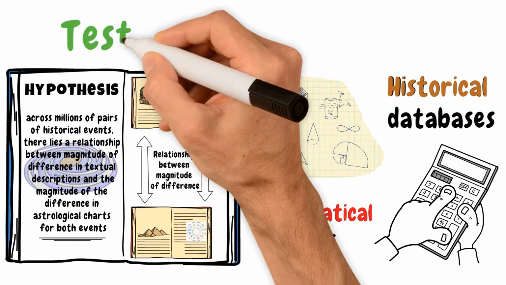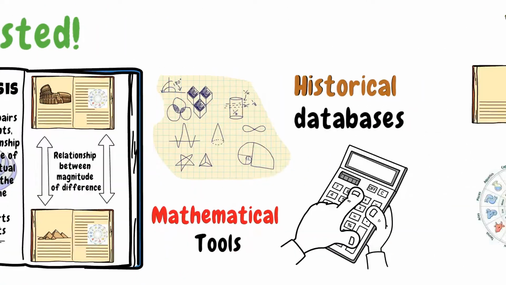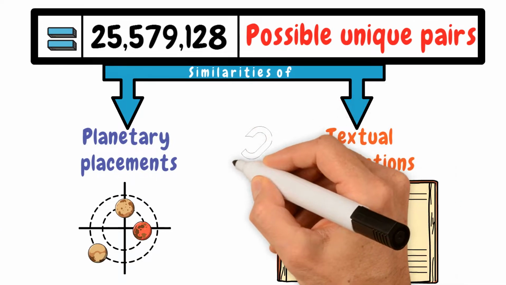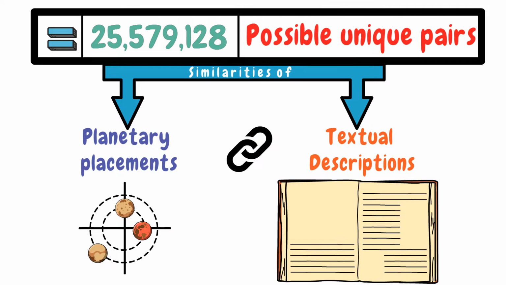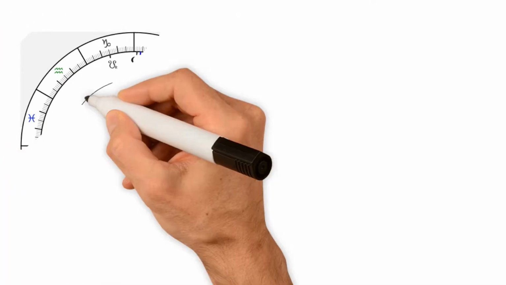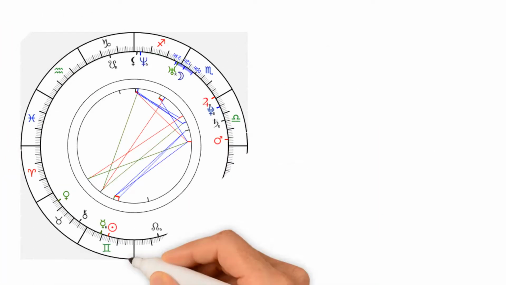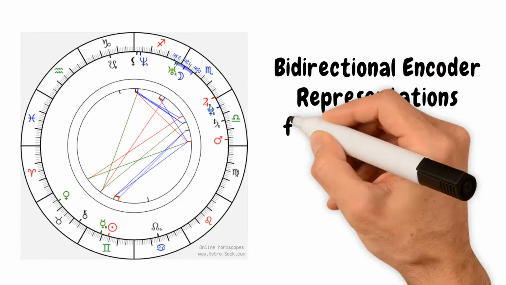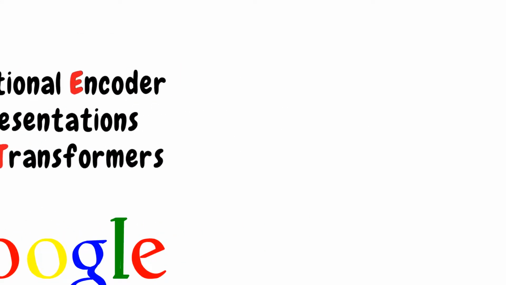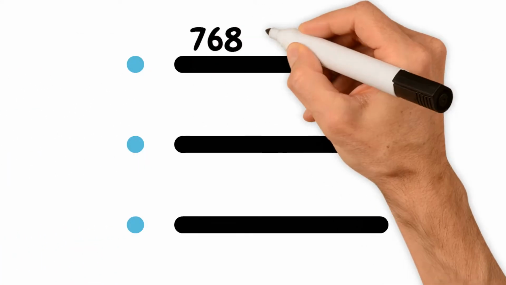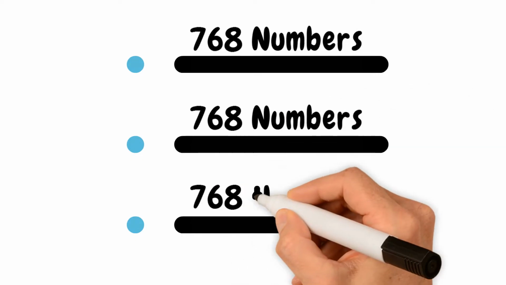Only then can our hypothesis be tested, that there is a general dependency between these two measures across all 25 million plus pairs. To precisely measure the trait of qualitative texts, embeddings were used. For this study, bidirectional encoder representations from transformers from Google were used. They result in a vector list that's 768 numbers long for each event description.